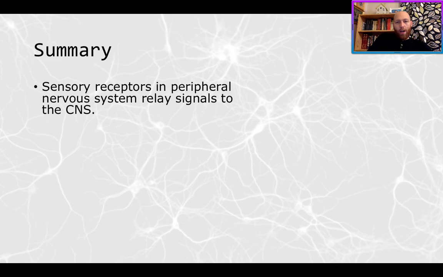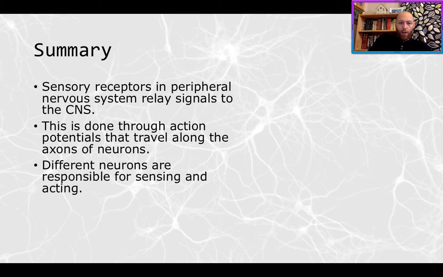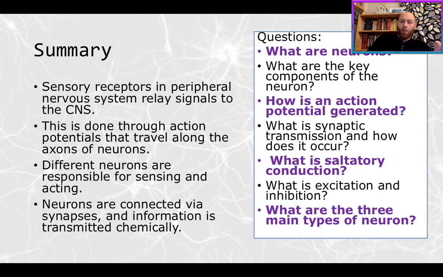So, I hope you have got something out of this lecture. We've looked at sensory receptors in the peripheral nervous system, relaying signals to the central nervous system, done through action potentials. Different neurons are responsible for sensing and acting. Neurons are connected via synapses. So now you know what neurons are, you know what the key components are, how action potentials are generated, synaptic transmission, saltatory conduction, excitation and inhibition, and what the three main types of neurons are. Make sure you've annotated your notes before you come to lesson, and we'll do lots of application next time.